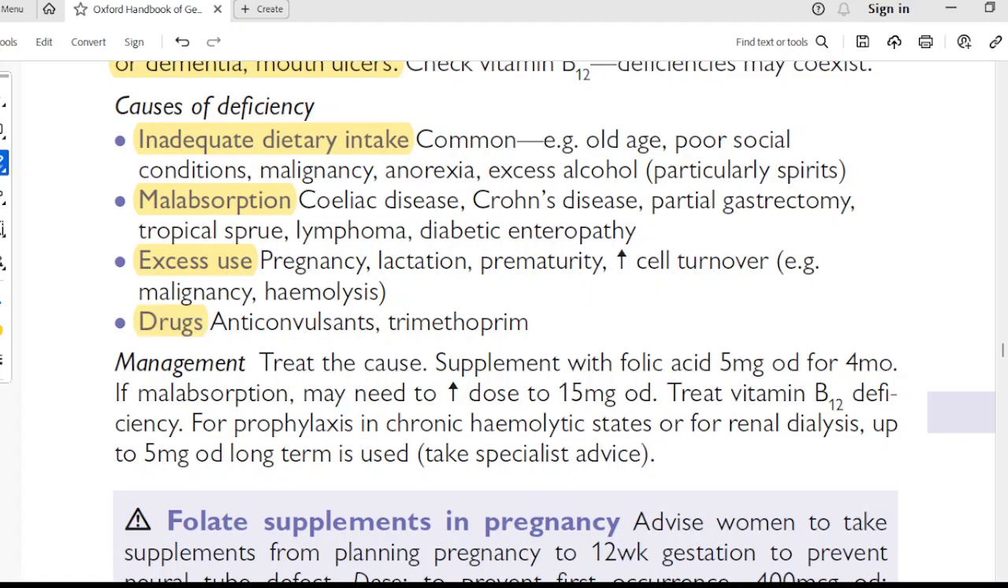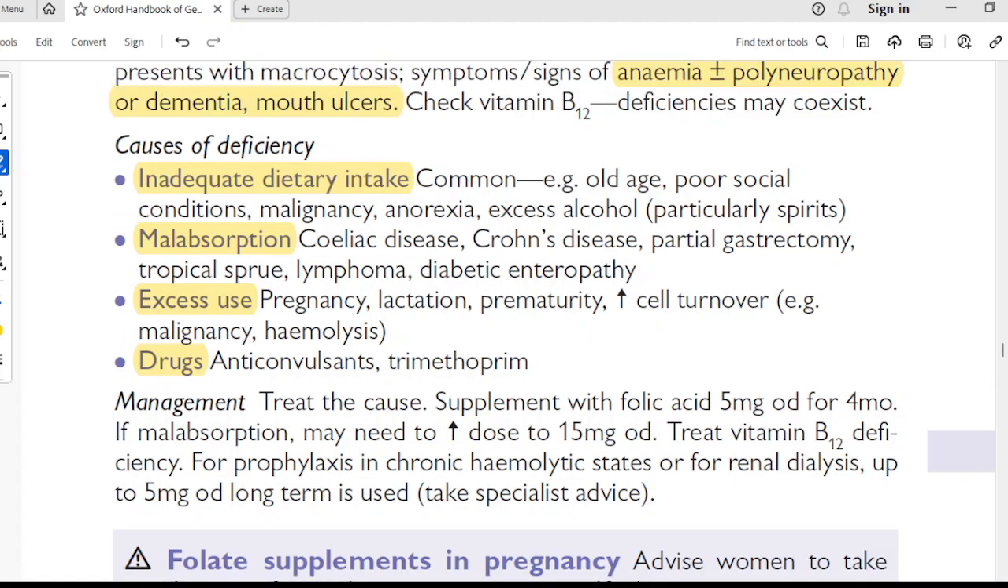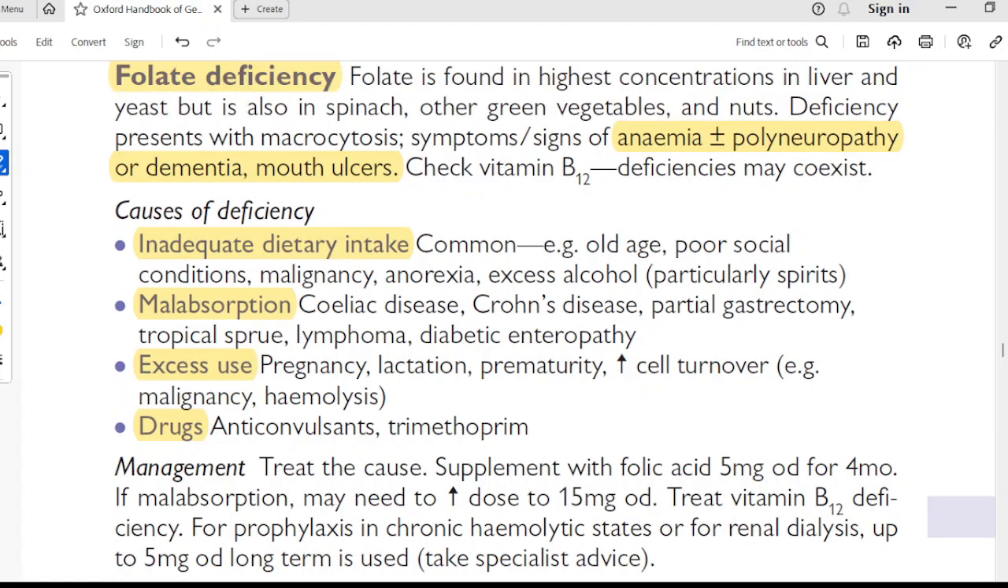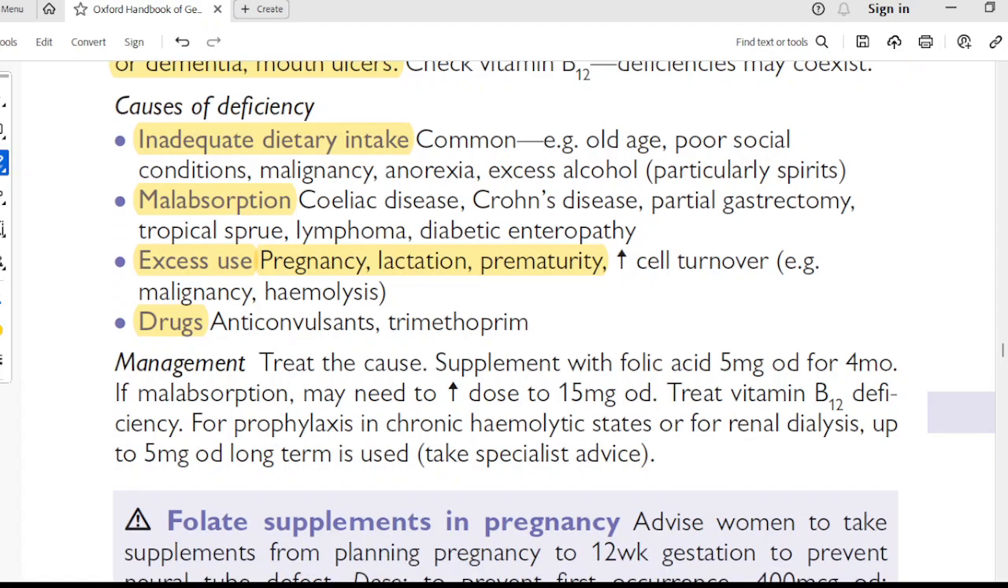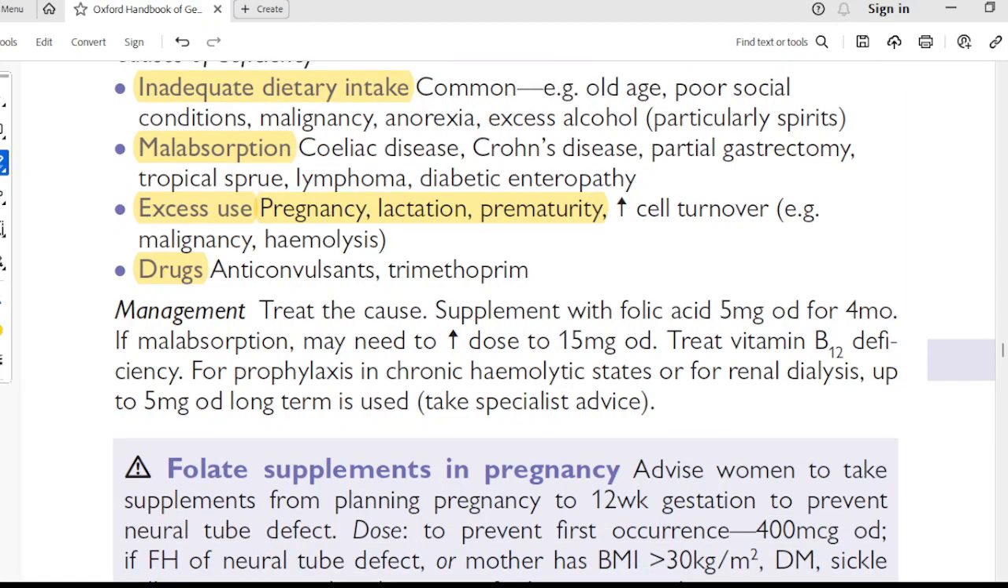Drugs: anticonvulsants and trimethoprim will cause folate deficiency.